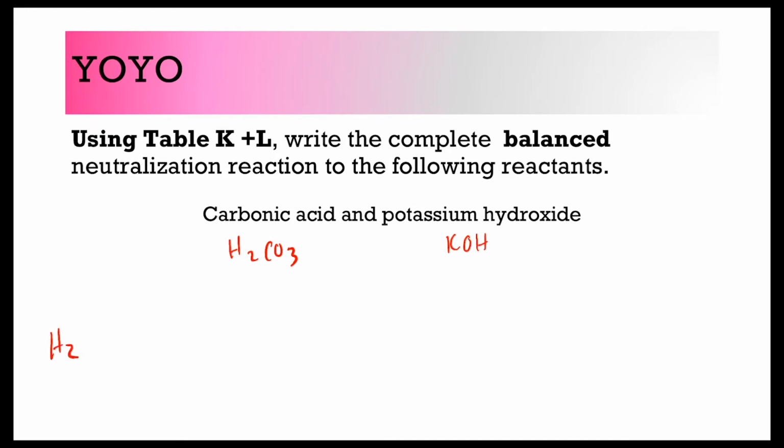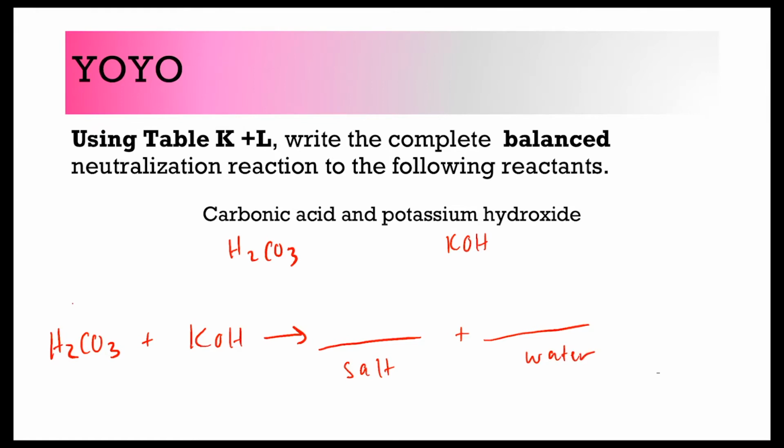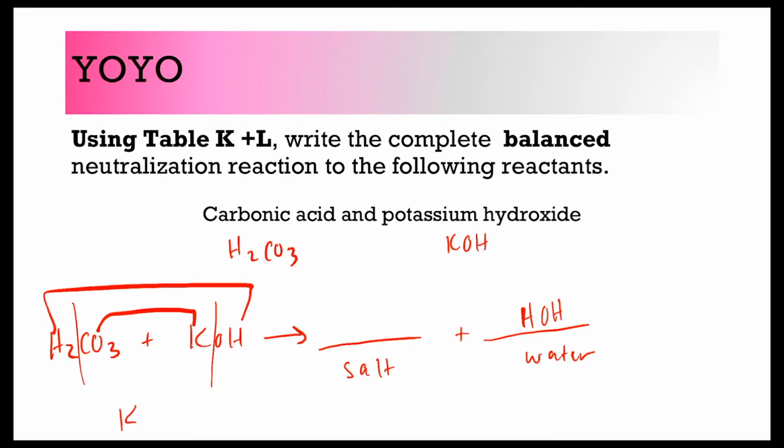H2CO3 and KOH, we know our two products will always be salt and water. When we break apart our acid, it's H and everything else. When we break apart our base, it's OH and everything else. Outside with outside, inside with inside. You get HOH from the outside group, and you have K and CO3 to make something out of.